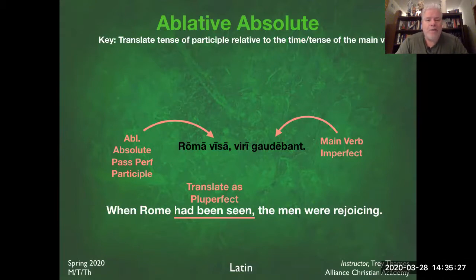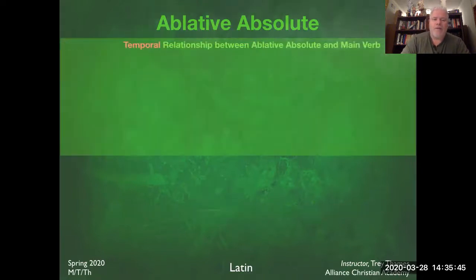Even though literally you would say with Rome having been seen, that's not the way you're going to translate, because you have to translate the tense relative to the main verb. When Rome had been seen, then the men were rejoicing, if that makes sense. All right. So I talked about how there are different ways to translate this.